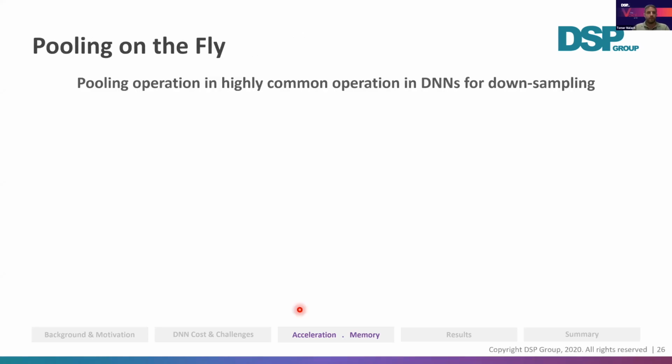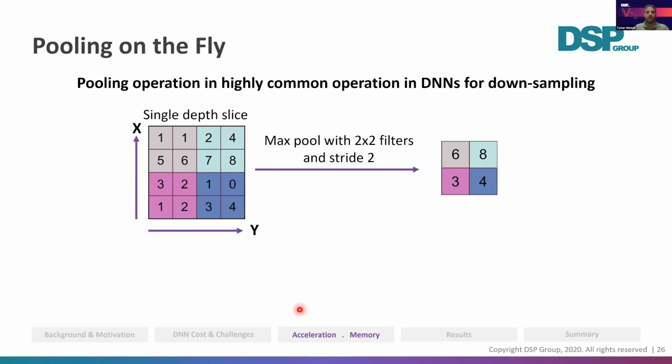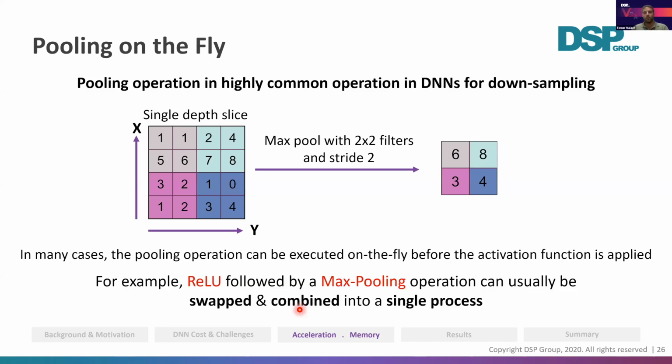Pooling on the fly. Pooling is a common operation in deep neural networks and is used for downsampling. Instead of using large matrices, we can pool them and use small matrices in the next layer. But in many cases, the pooling operation can be executed on the fly before the activation function is applied. For example, ReLU followed by a max pooling operation can usually be swapped and combined into a single process.